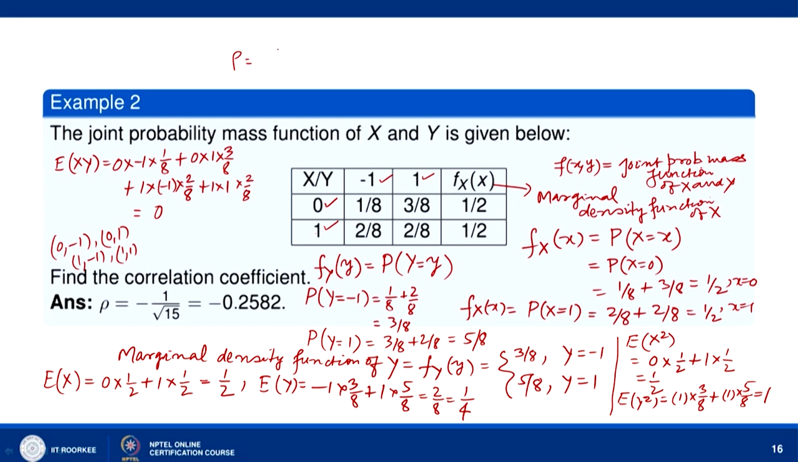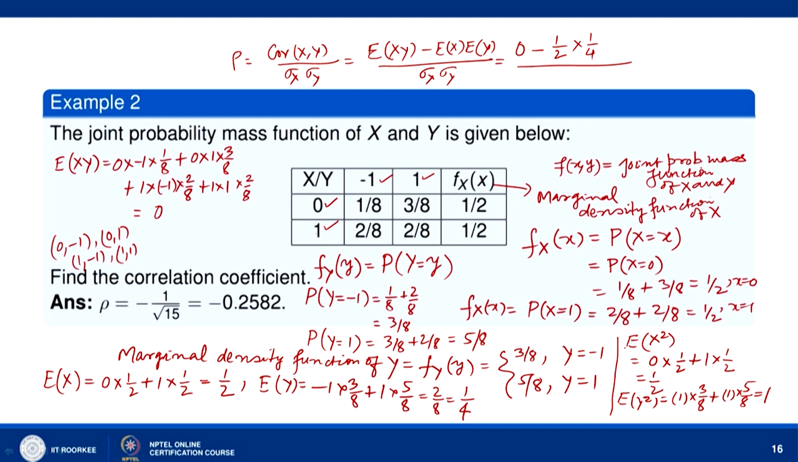And thus we have rho equal to covariance of X, Y divided by sigma X sigma Y. Covariance of X, Y is expected value of XY minus E[X]E[Y], divided by sigma X sigma Y. Now, expected value of XY equal to 0. So, 0 minus expectation of X, which is half, times expectation of Y, which is 1/4, divided by sigma X. Sigma X is equal to square root of E[X square] minus E[X] whole square. Expectation of X square we found is equal to half, minus expectation of X, 1/2, squared, which is 1/4. So, this is 1/4, square root of 1/4 is 1/2. So, we get 1/2 here.